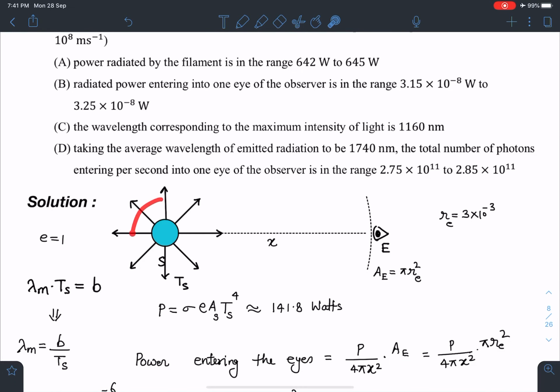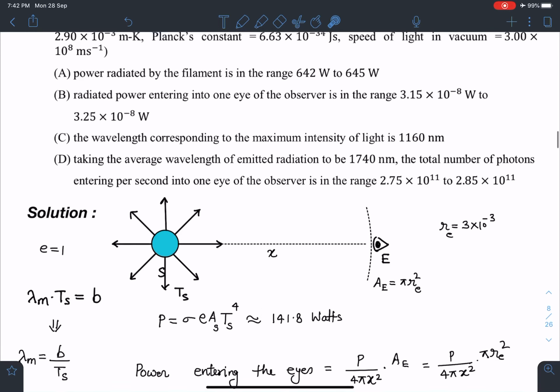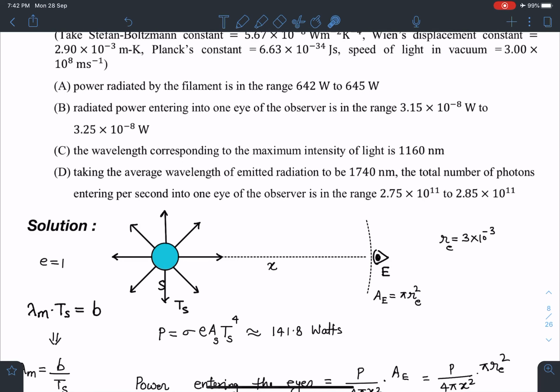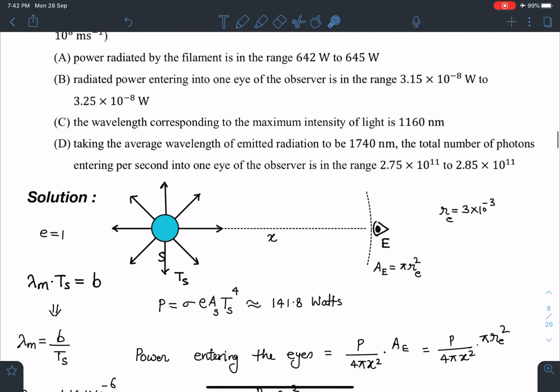So here is the situation. This is the light bulb which we can treat as a point source. It will be radiating energy in all possible directions, and we can treat this as a black body. So I can say the energy emitted per second is sigma E A T to the power 4. When I substitute the values, I get an answer roughly close to 141.8. But the power of filament option given is 642, so it's far away. So A should not be my answer.